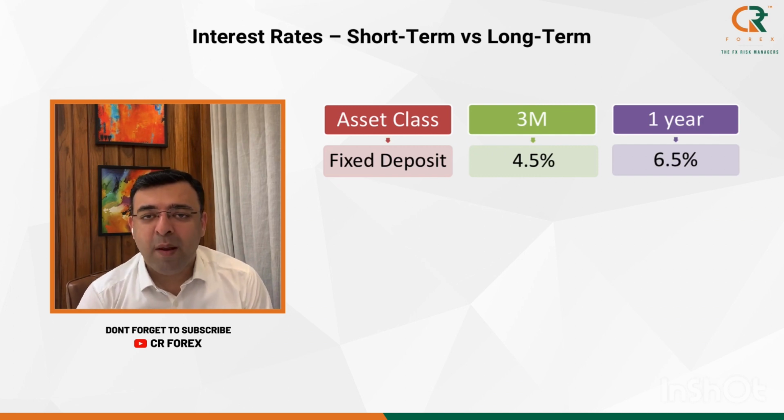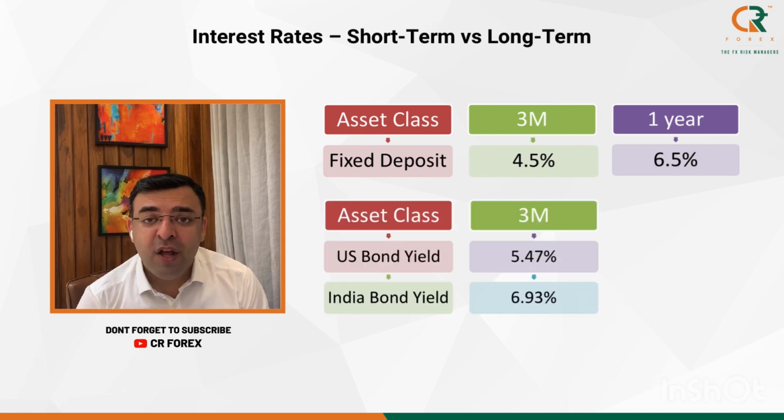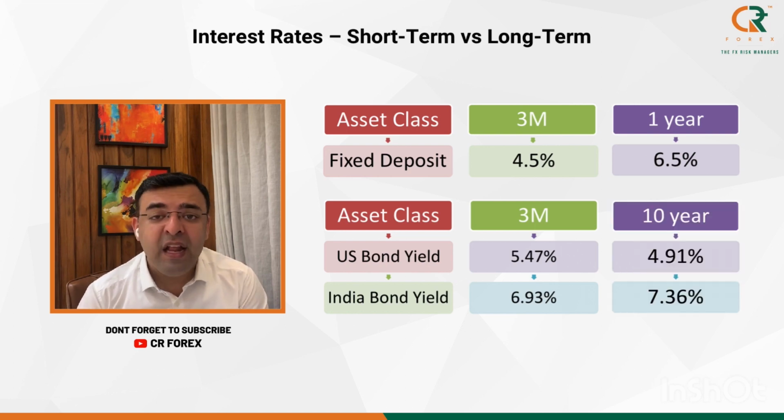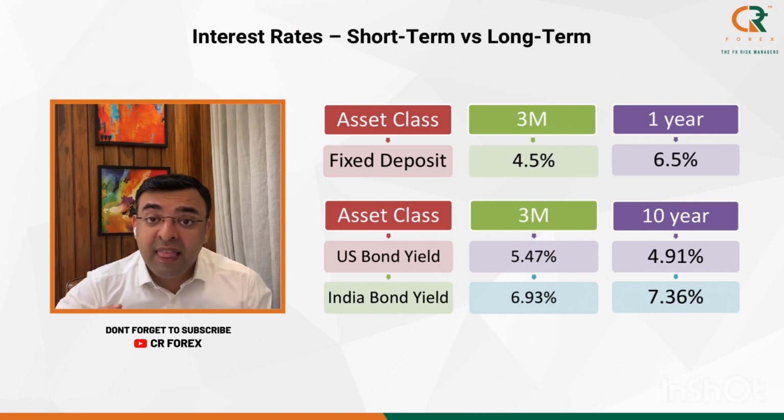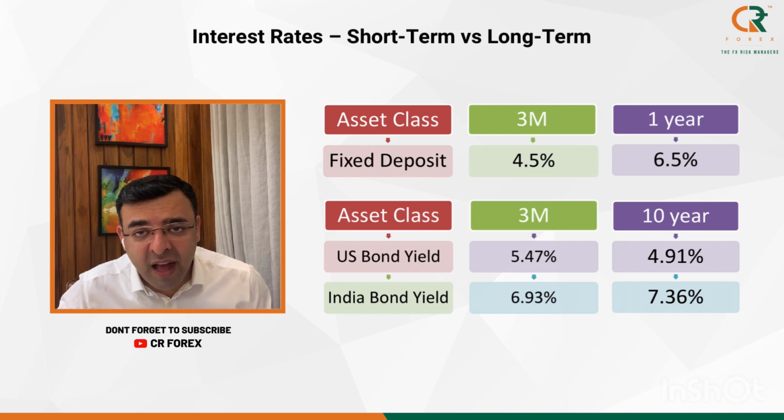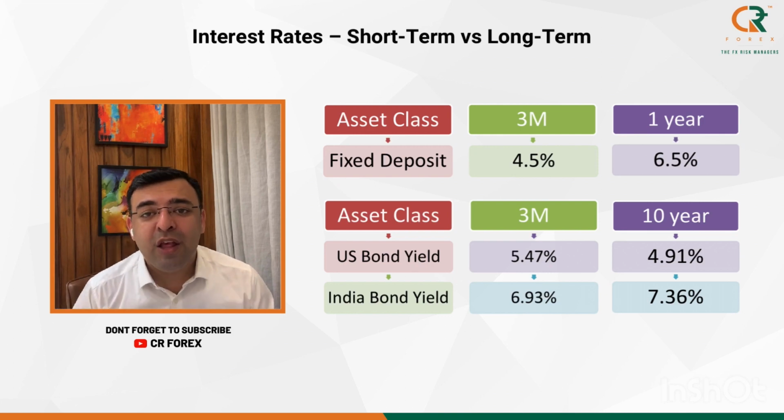Now let us see what is happening in US bond market. 3-month US bond yield is quoting at 5.47% and 10-year bond yield is quoting at 4.91%. It is exactly opposite of a normal scenario. Shorter term interest rates are higher and longer term interest rates are lower. Technically इसको कहते हैं inverted yield curve kind of a situation in US economy.